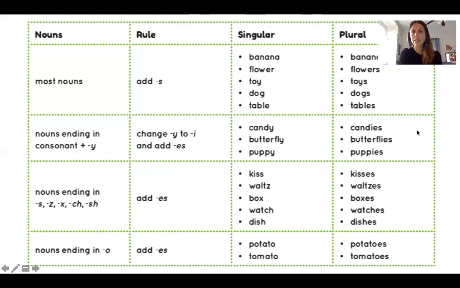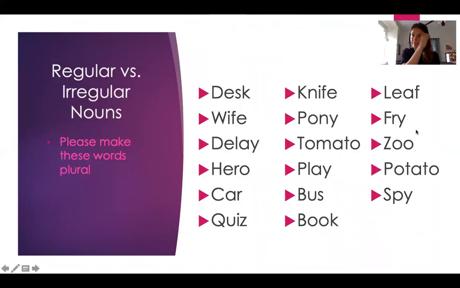Okay. So we're going to go on to the next slide. All right, so for our regular versus irregular nouns, please take a second and go through all of these and make them plural, okay? We have 1, 2, 3, 4, 5, 6, 12, 13, 14, 15, 16, 17. So take a few minutes, pause this on a sheet of paper. Please practice making these plural.